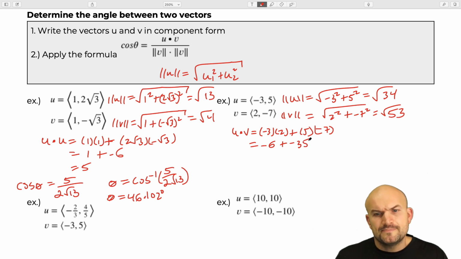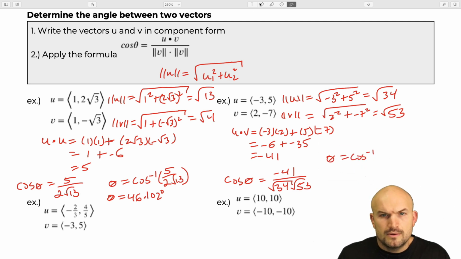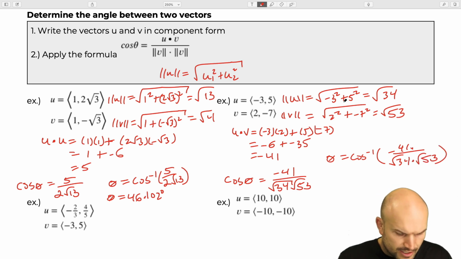So that ends up equaling negative 41. All right, so cosine of theta equals negative 41 divided by the square root of 34 times the square root of 53. So theta equals the cosine inverse of negative 41 divided by the square root of 34 times the square root of 53. All right, so now we'll just do negative 41 divided by parentheses square root of 34, close parentheses, times the square root of 53, close parentheses.